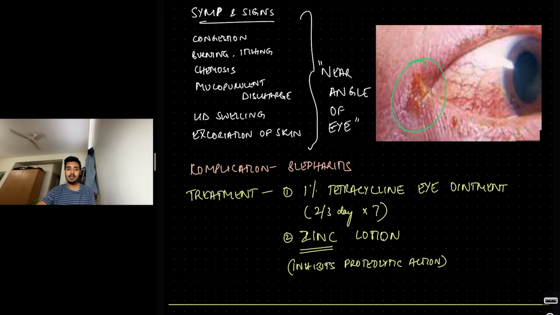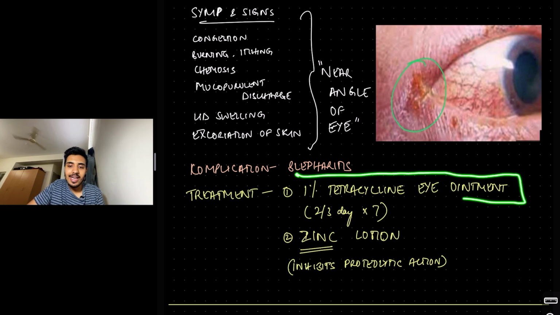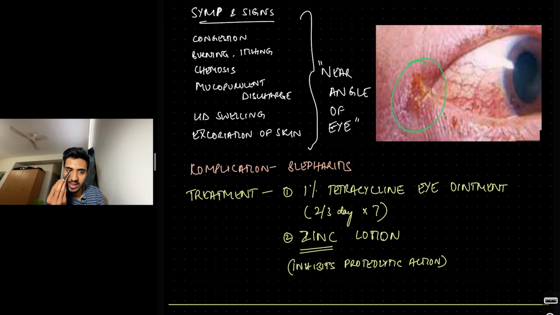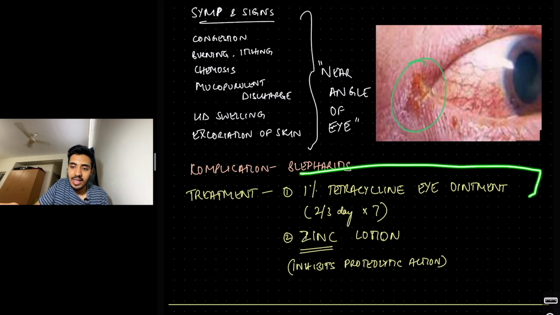Now here the treatment is a bit different. That is 1% tetracycline eye ointment. We don't give topical eye drops, because here the changes are near the angle of the eye. If I give eye drops, it will spread everywhere, right? But we want it only near the angle of the eye. So that is why we give ointment, so that we can apply it there. So 1% tetracycline eye ointment.